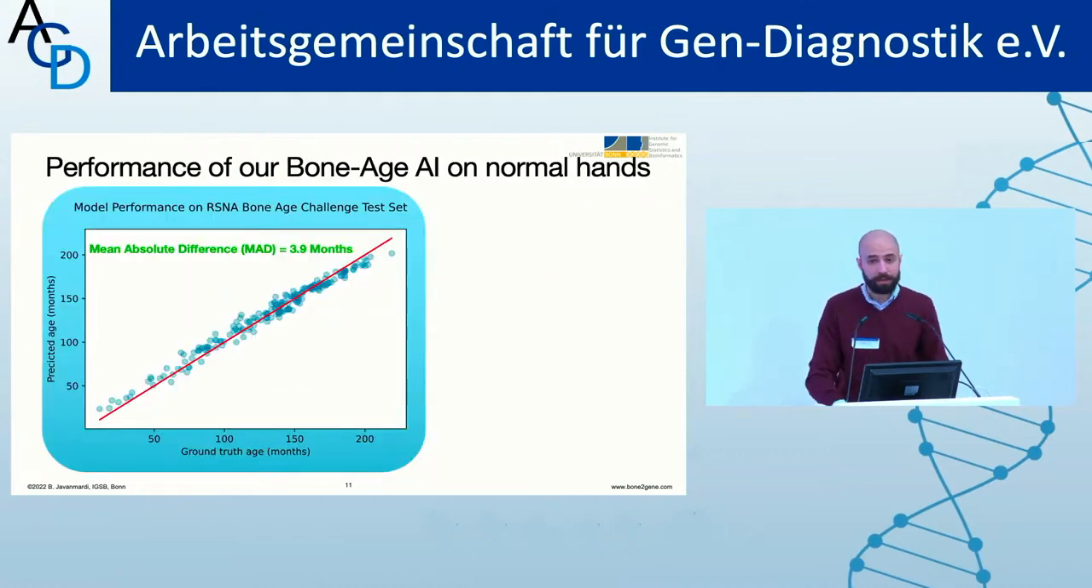We first did the bone age training, and we have the AI that performs excellently on the reference public data set of RSNA with only a mean absolute difference, or MAD, of 3.9 months. This is prediction versus ground truth, which was the average of six experts. On average, experts or human graders perform with an MAD of 5 to 7 months. So the AI already is performing better on average than an average expert.